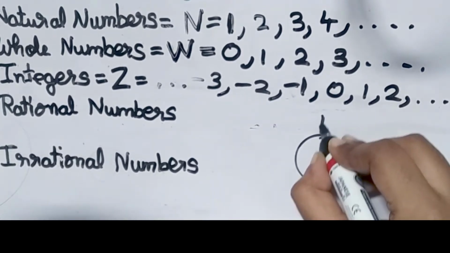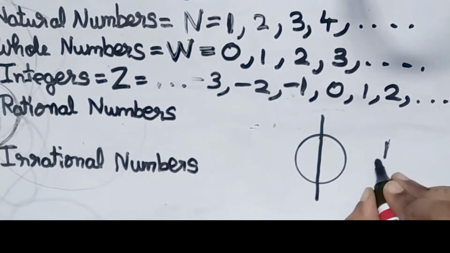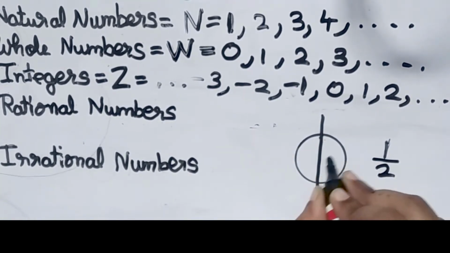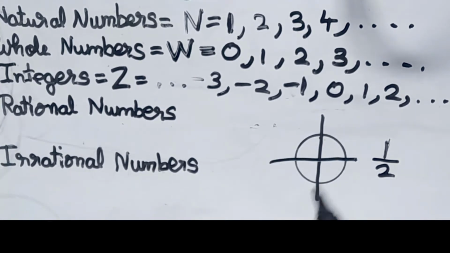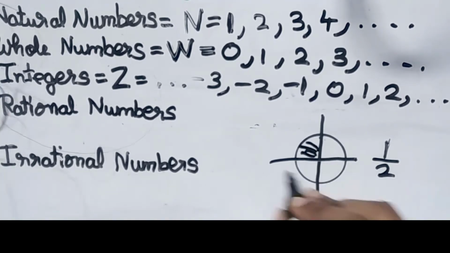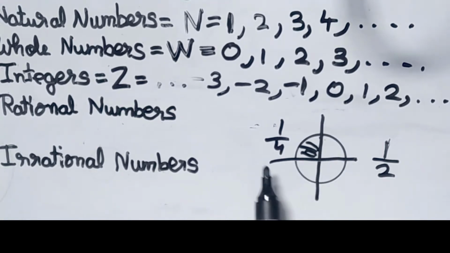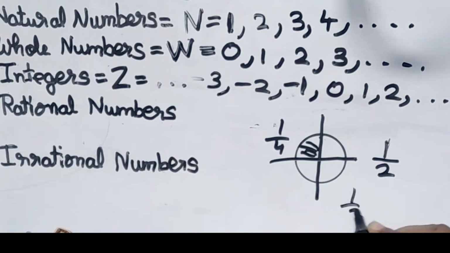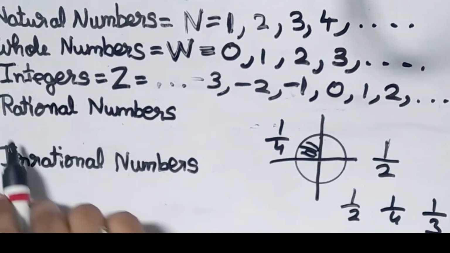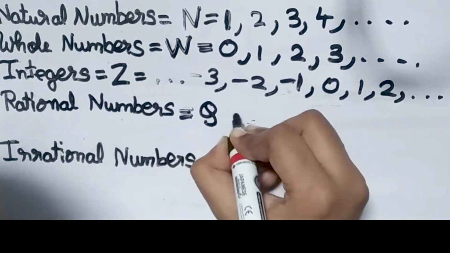Now if I divide it into two parts, this is 1 upon 2, half. Each one is half. Now again I am dividing it into 4 parts. So this one part will be 1 by 4. One circle we have divided into 4 parts, that is 1 by 4. So this half, 1 by 4, 1 by 3, such types of numbers are included in rational numbers. So rational numbers are denoted by capital Q.